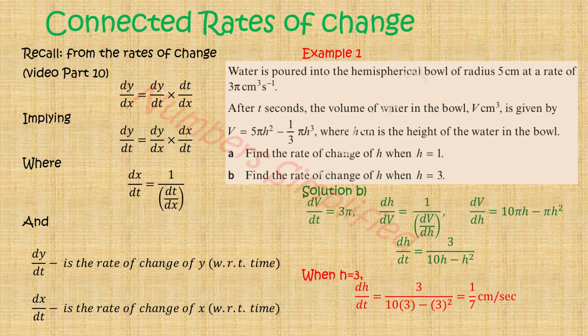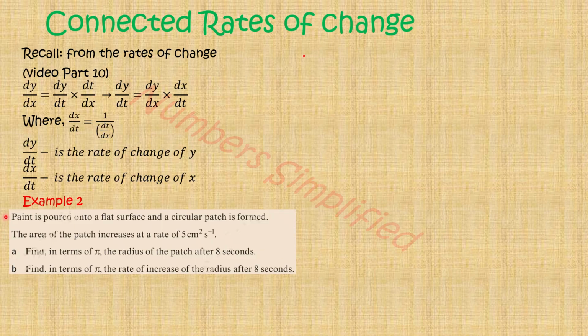Now let's take a look at example 2. Paint is poured onto a flat surface and a circular patch is formed. The area of the patch increases at a rate of 5 square centimeters per second. A. Find in terms of pi the radius of the patch after 8 seconds.